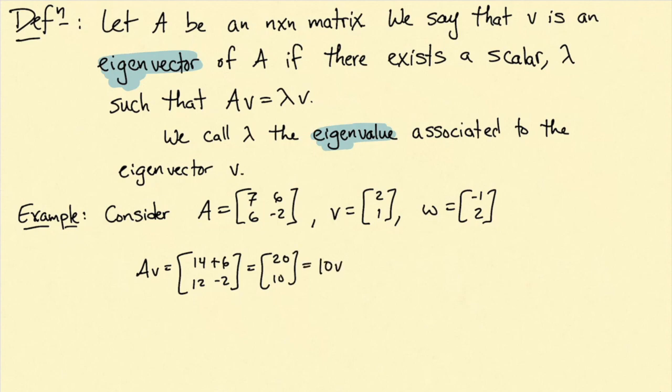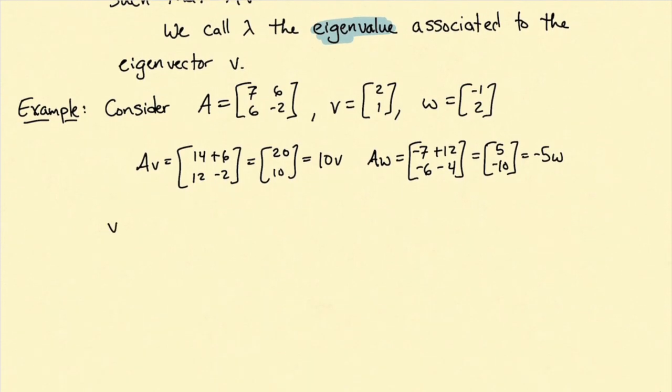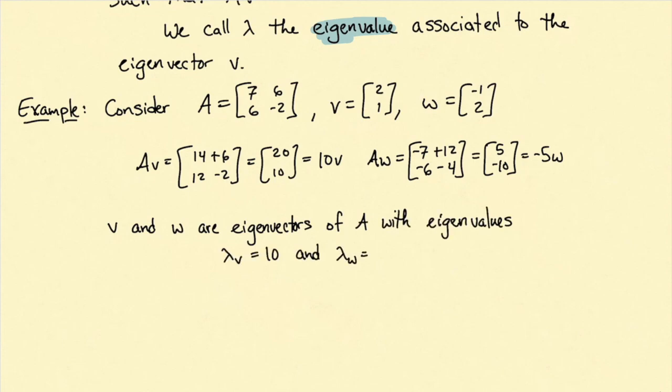And we can see that if we factor a 10 out of each of these, this is the same thing as 10 times v. And similarly, if we multiply w on the left by A, we'll get negative 7 plus 12, which is 5 in the first coordinate, and negative 6 minus 4, which is negative 10 in the second coordinate. And if we factor a negative 5 out of the top and the bottom, we'll see that we get w back. This tells us, by our definition, that v and w are both eigenvectors of A. Their eigenvalues are 10 and minus 5 respectively.